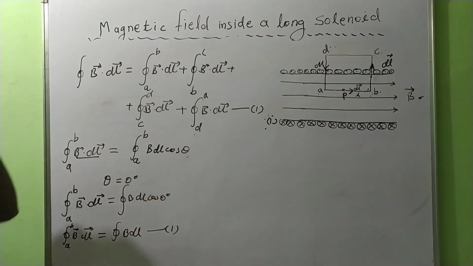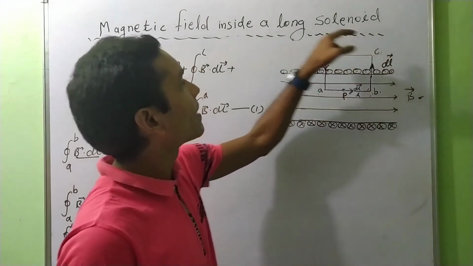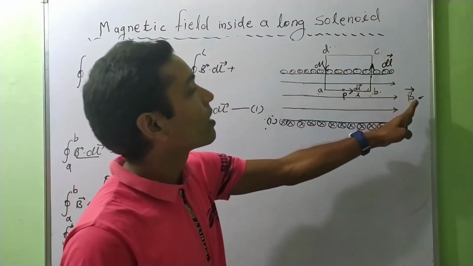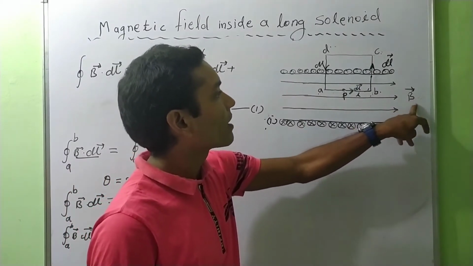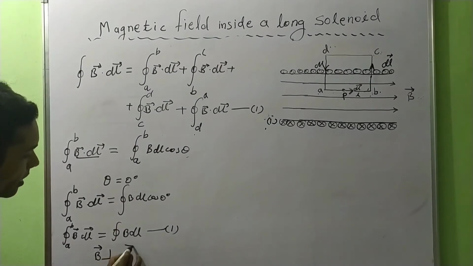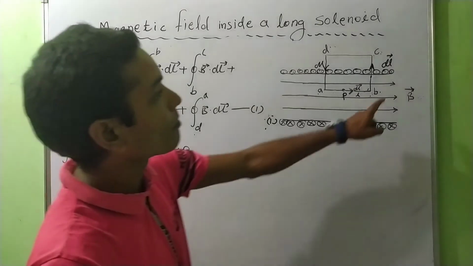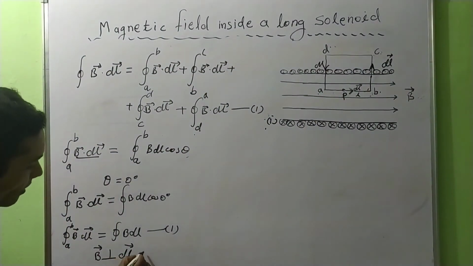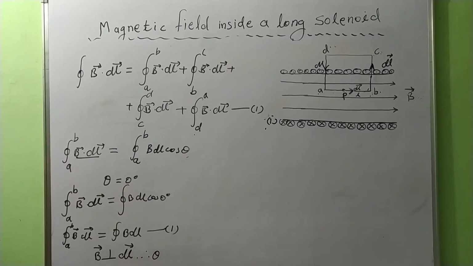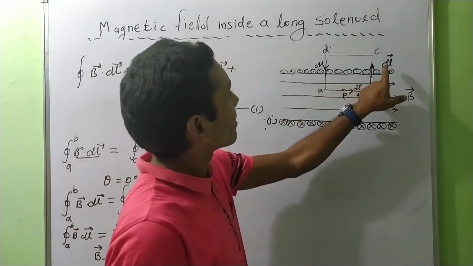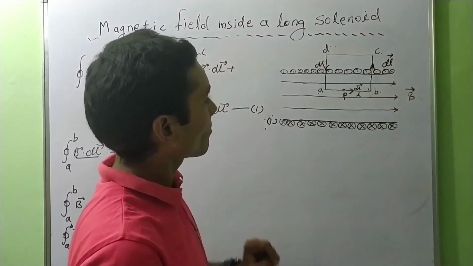Now path BC and path DA are perpendicular to the direction of the magnetic field. So here we can say that vector B is perpendicular to vector dl for paths BC and DA. That's why we consider the angle between vector B and vector dl, where dl is the small element along paths BC and DA.